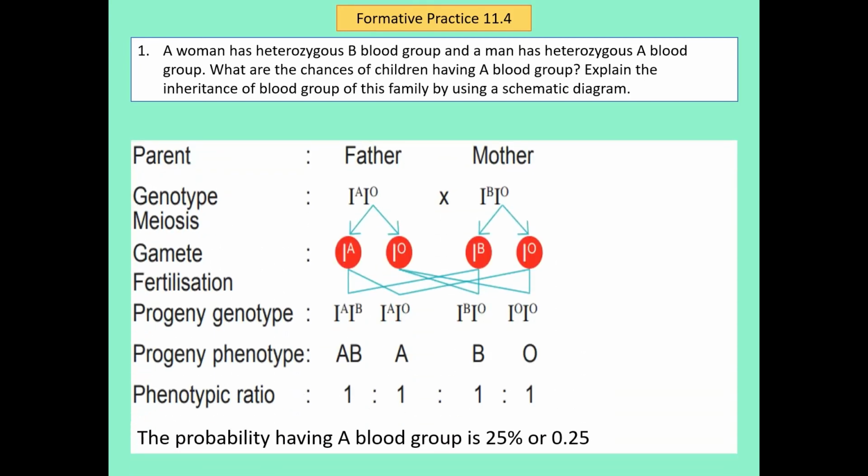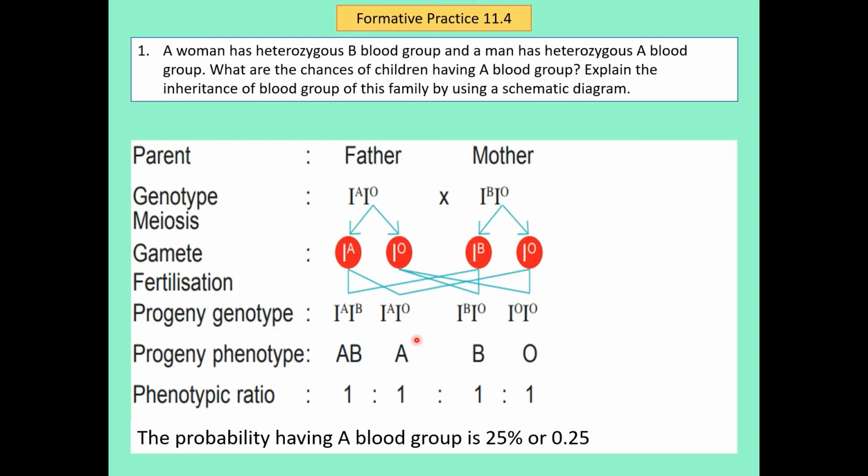So this is the schematic diagram. The father and the mother, and this is the genotype: heterozygous A blood group for the father, and the mother is heterozygous B blood group, and these are the gametes. So these are the progeny genotypes. This one carries alleles IA and IB, so the phenotype is AB blood group.